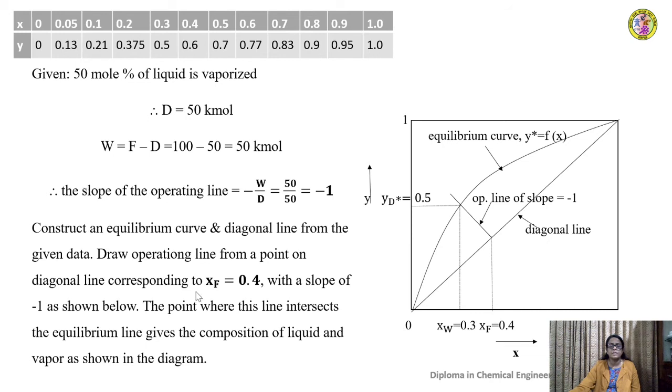You all know what is XF, it is 0.4. So at 0.4 exactly on the x-axis, you have to mark a point, and that point is your XF. From that point, draw a straight vertical line until it meets the diagonal line. Once the diagonal line is reached, mark that point as point F, and from that point, you have to draw this line having slope minus 1. Okay? So once you know the slope, you know how to draw the line.